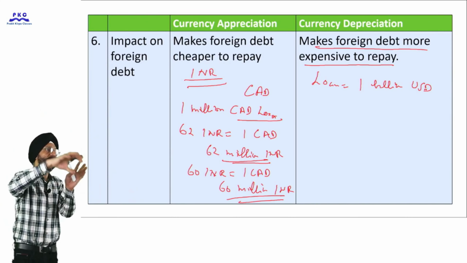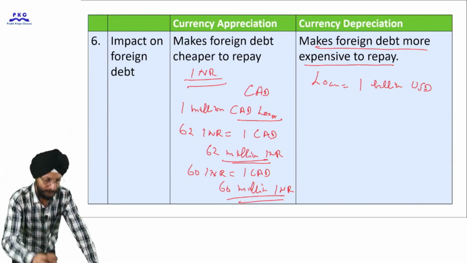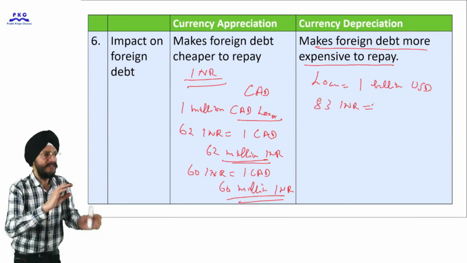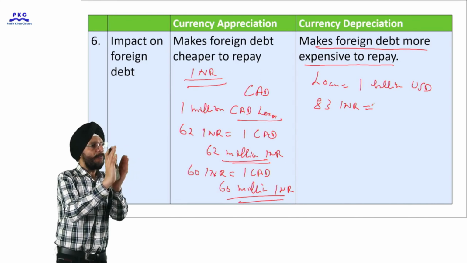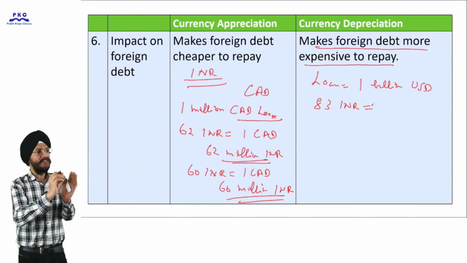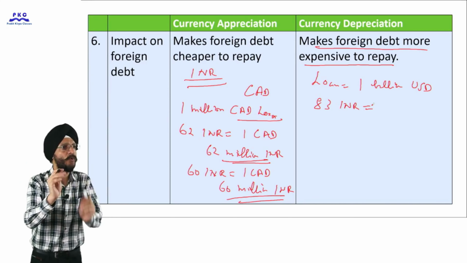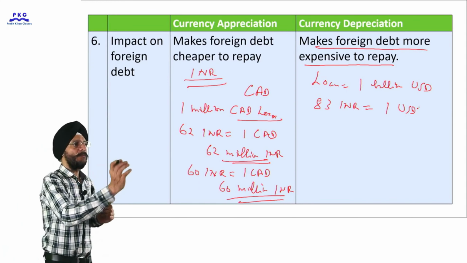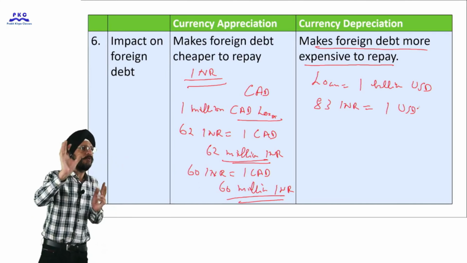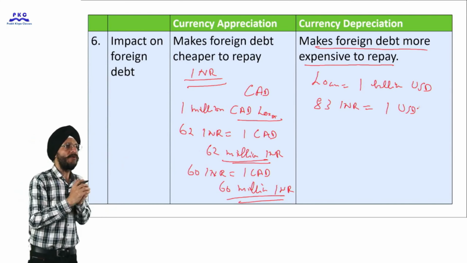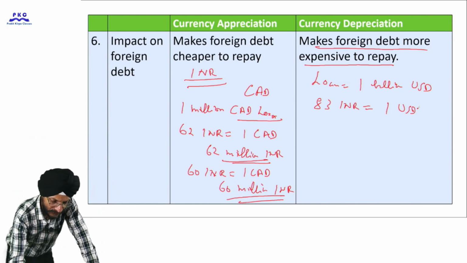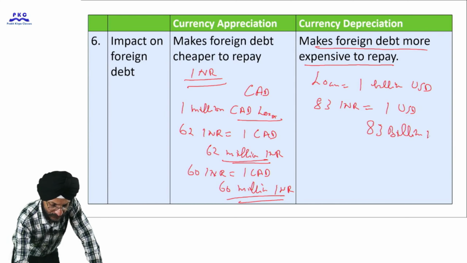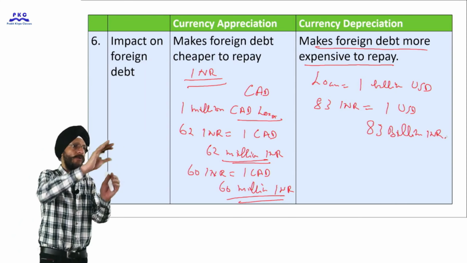If we convert the same amount into Indian currency today, we are only assuming at present 83.51 rupee is equal to 1 US dollar. But to keep the point simpler, we assume that 83 Indian rupee are equal to 1 US dollar. So what is the loan amount if converted into Indian currency? The loan amount is approximately equal to 83 billion Indian rupee at present. This is the loan amount.